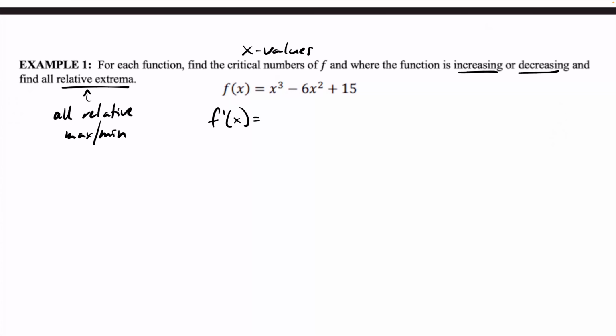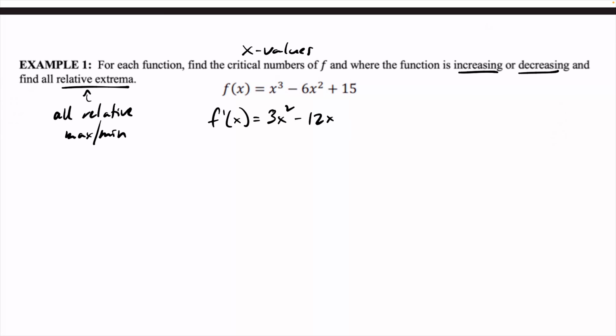There's no y's in here, so we don't have to do dy dx. It's just regular old derivatives like we did last chapter. 3x squared minus 12x, and that's it. Okay, that's the first derivative. Now to do the first derivative test, I have to figure out where the derivative is positive, where it is negative, and where it is 0.